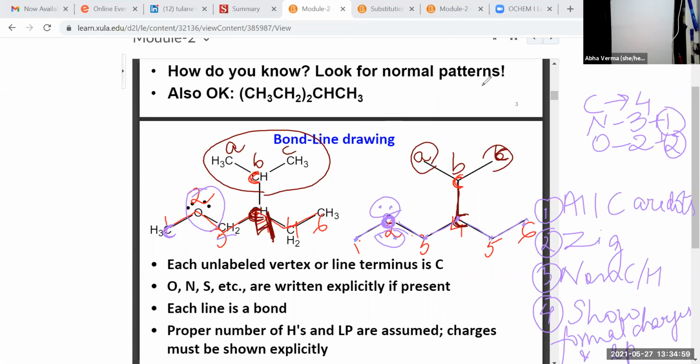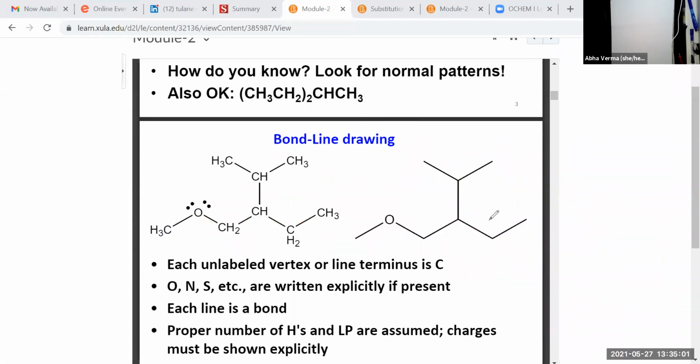Now, since we have figured out our bond line structure, how about from this if we have to make a condensed structure? I'm going to give all of you a few minutes, like a minute. Why don't you all try to write a condensed structure on your own? And there are many ways by which we can write a condensed structure. Go ahead and try to do that.